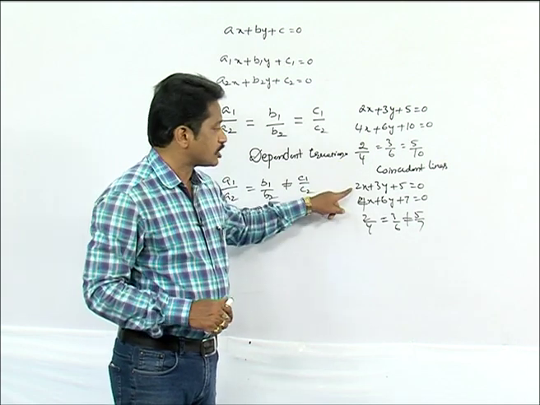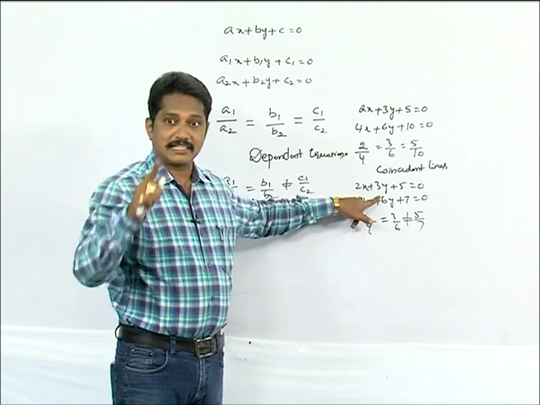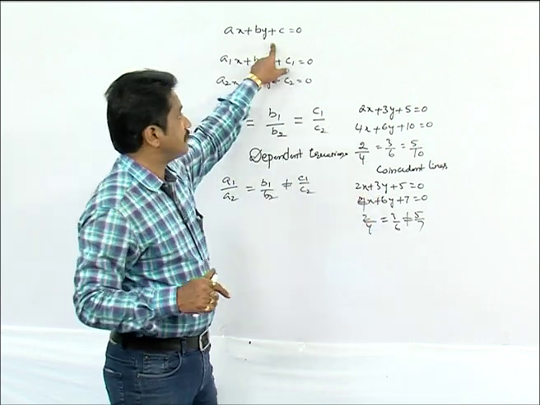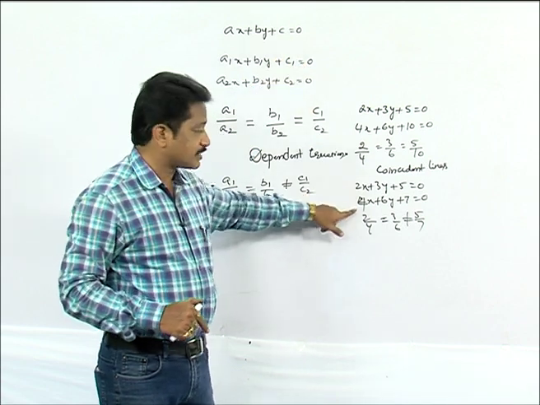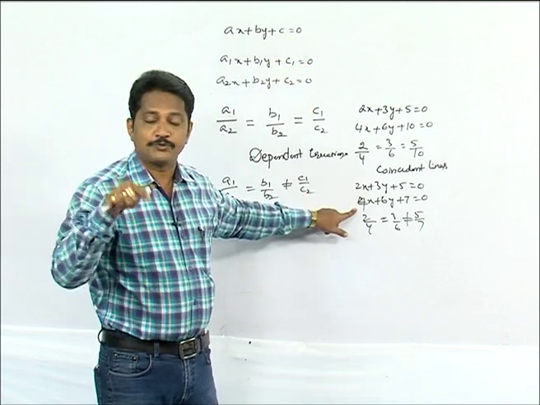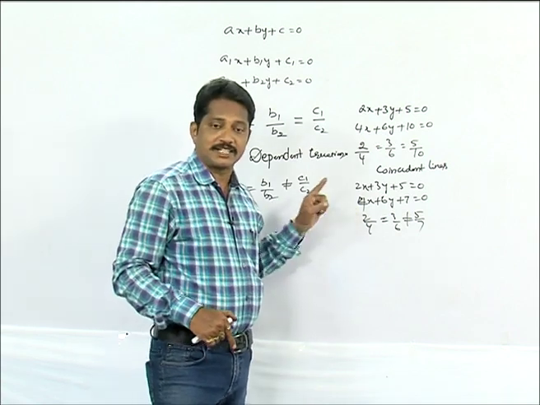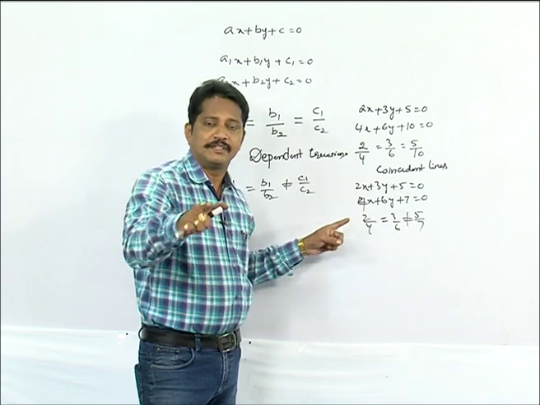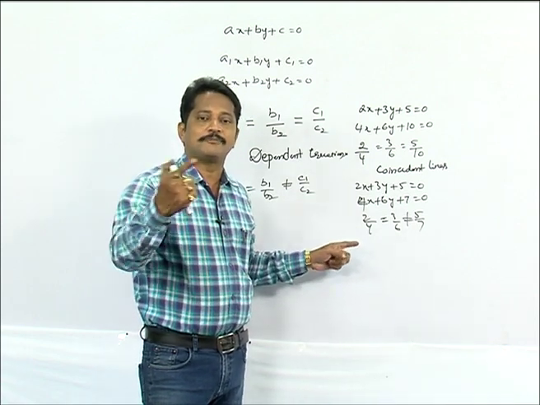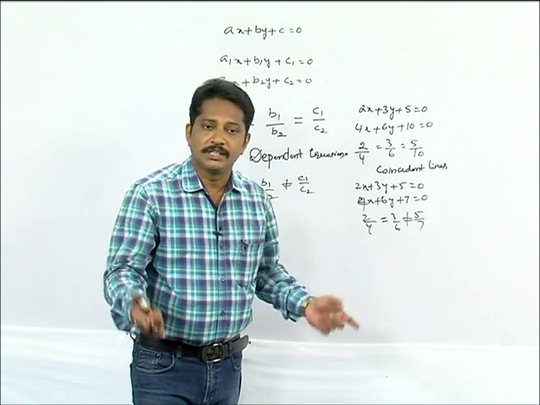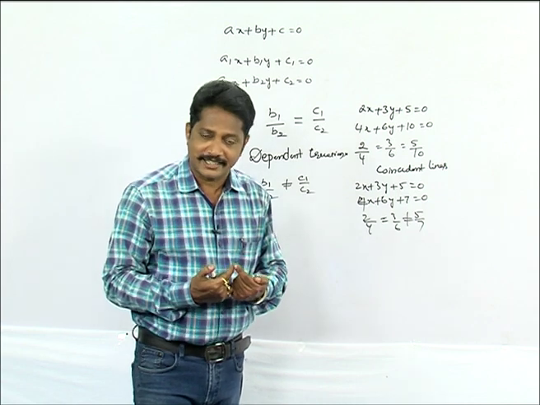Okay. What is the slope of the first line? It is minus 2 by 3, because the slope of a straight line ax plus by plus c equal to 0 is minus a by b. So, minus 2 by 3. What is the slope of the second line? Minus 4 by 6, which is minus 2 by 3. The slope of the first line and the slope of the second line are both the same. When the slopes are equal, the lines are parallel. When the lines are parallel, the number of points of intersection is 0. When there is no point of intersection and there is no solution, you can understand how they are related.